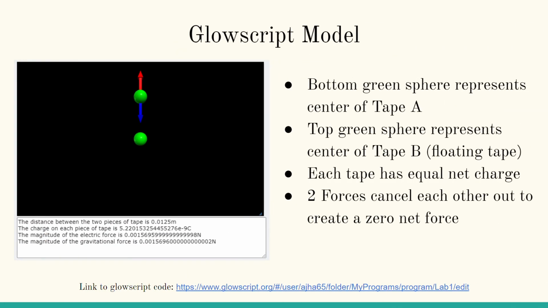We also used GlowScript, a Python programming language, to model this experiment and to continuously change the distance at which the pieces of tape start floating. This can allow us to calculate the charge required on each piece of tape to suspend it at that set distance. In the picture here, the bottom green sphere represents the center of tape A, while the top green sphere represents the center of tape B. The red arrow is the repulsive electrostatic force, while the blue arrow is the downwards gravitational force. We can see that each tape has equal net charge and that the two forces cancel each other out to create a zero net force.